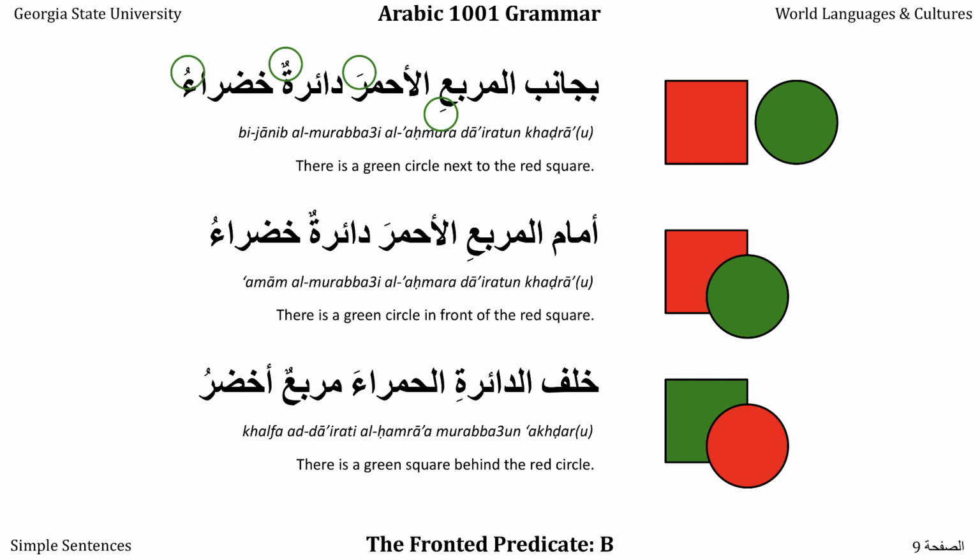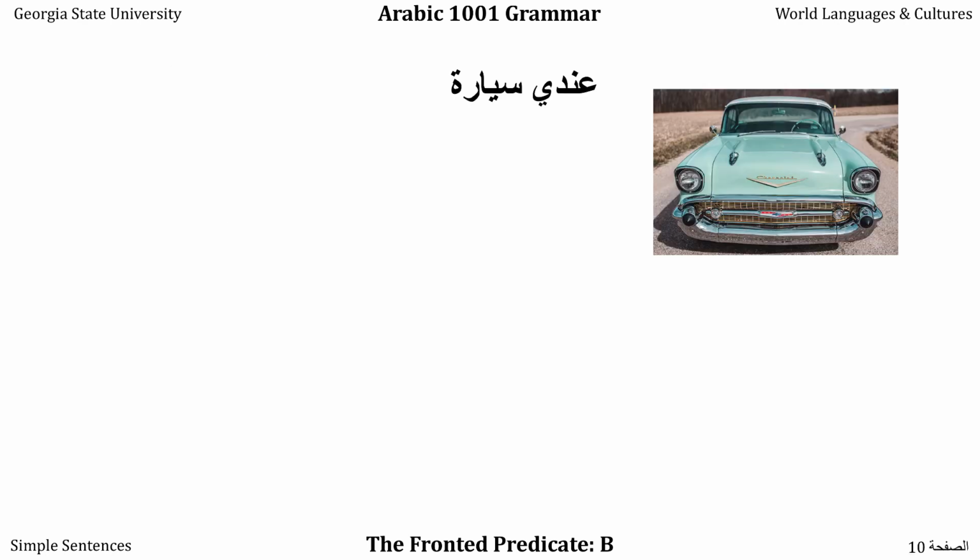And khadra is also in the marfu' case, but because it belongs to that same class of patterns, it can't take tanween endings, so it takes a single dhamma. This is true of the other sentences here as well. Now we're going to learn a new preposition, which is ind. Indi sayara. Ind means at or with, so we are literally saying, there is a car at me. Indi sayara. It translates into English as, I have a car.